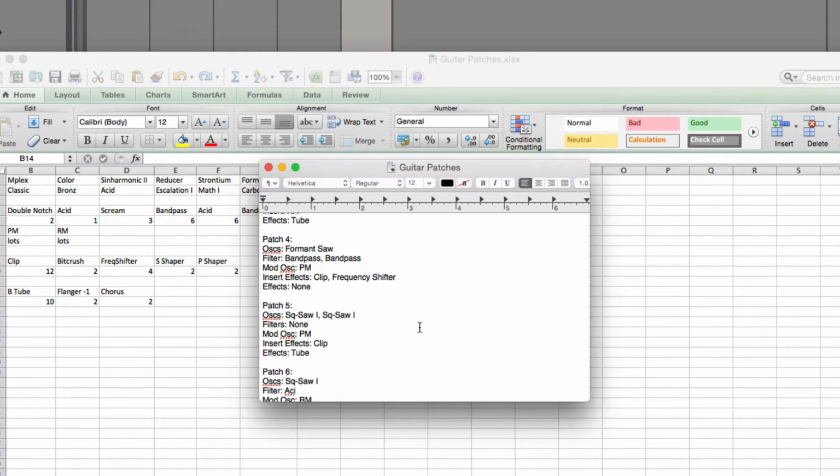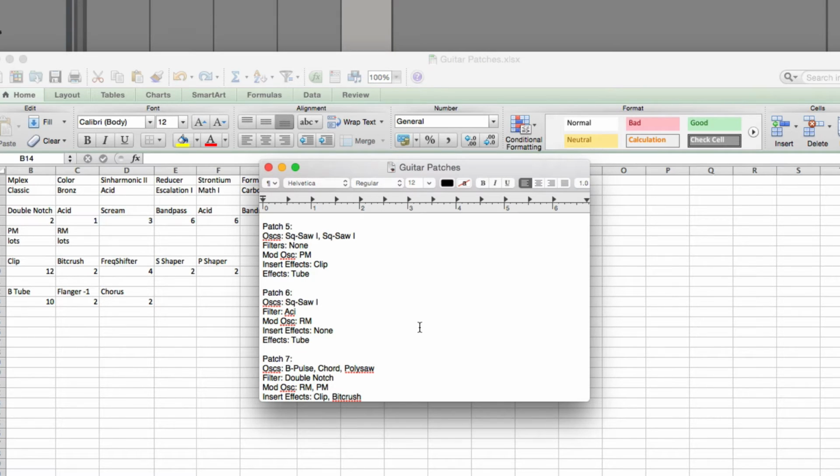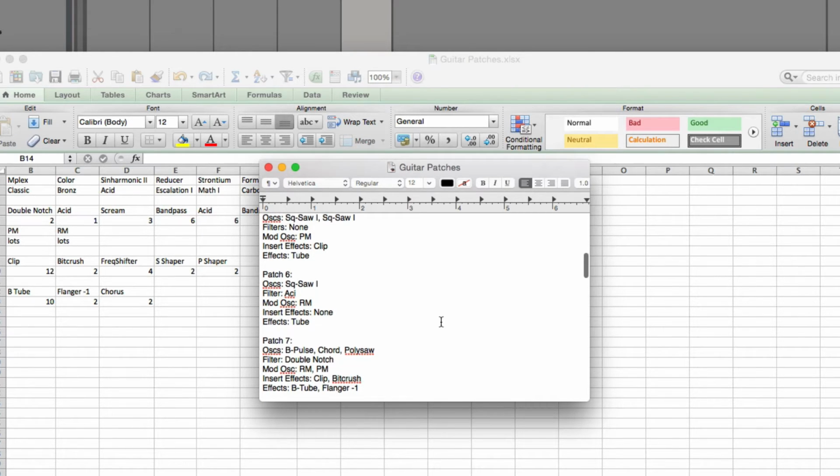For patch 4, we had format saw, 2 bandpass filters, a phase modulation on the Mod OSC, and then clip and frequency shifter for the insert effects. Nothing on the main effects. Patch 5, 2 square saw waves. Pretty sure it was set on saw. No filter, Mod OSC, phase modulation, insert effects clip, and then a tube for the main effects.